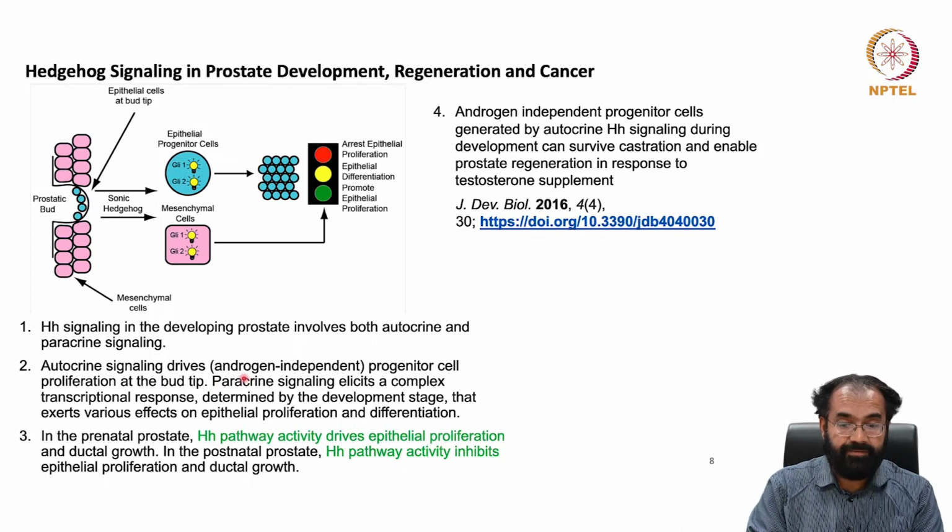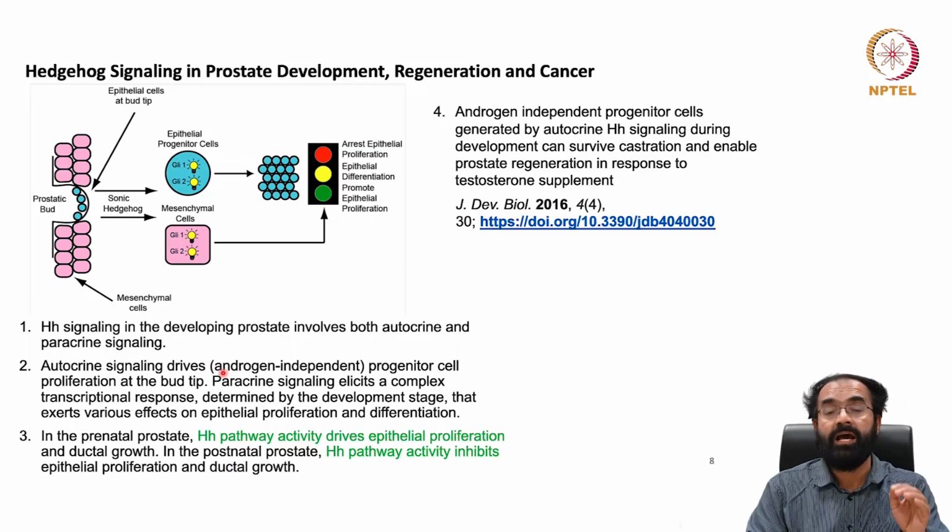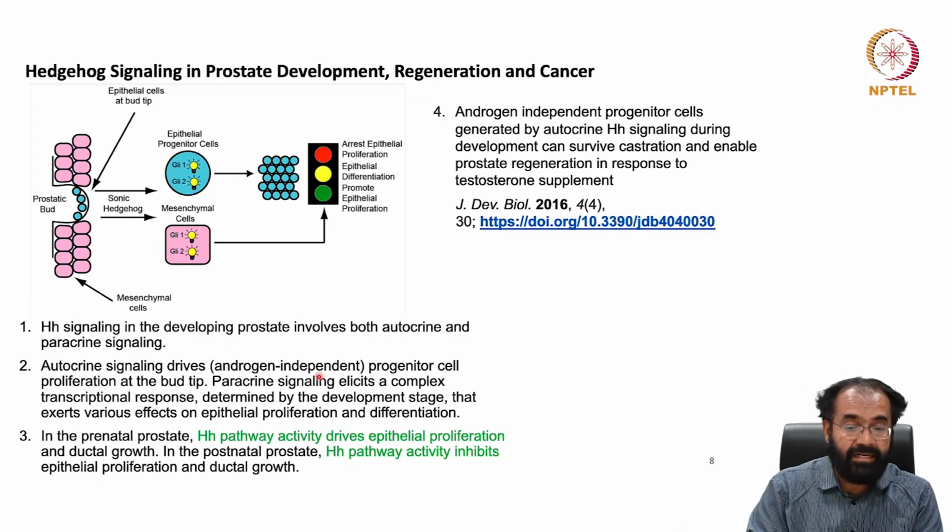Autocrine signaling drives the androgen-independent progenitor cell proliferation at the bud tip. Androgen is a male sex hormone. And remember, this phenomenon is androgen independent. That means it can happen right from the early stage of development, when you don't have adequate levels of androgen. Much later, only after puberty, will you have that level.